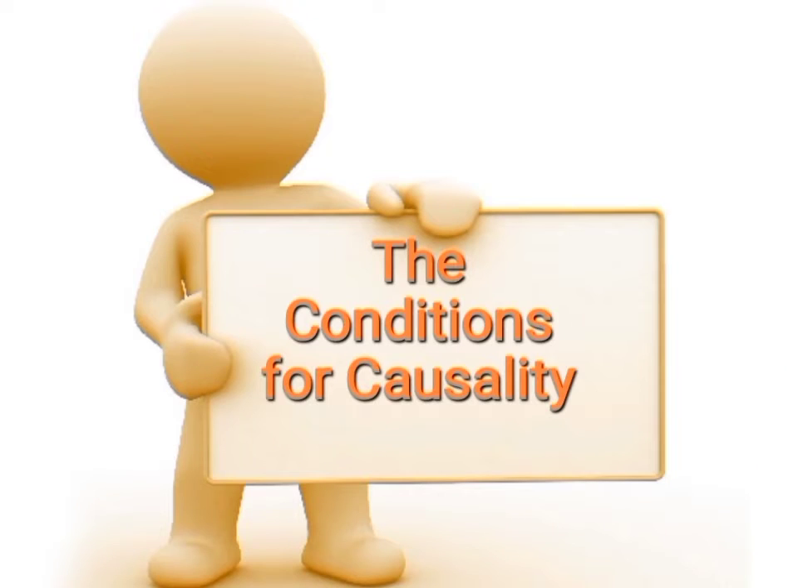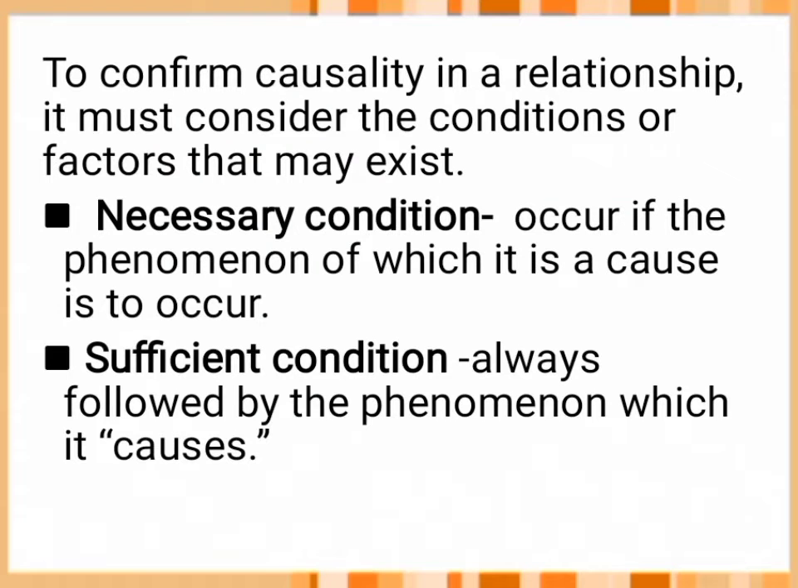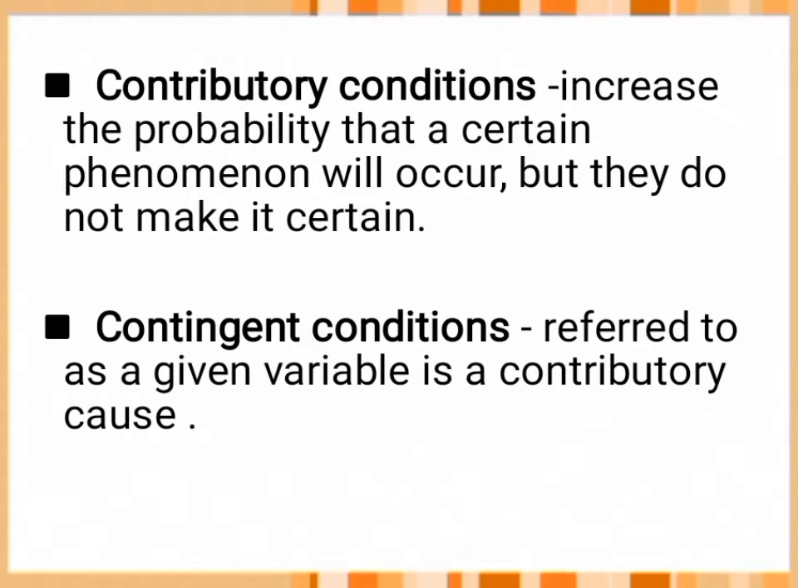The conditions for causality. To confirm causality in a relationship, one must consider the conditions or factors that may exist. A necessary condition must occur if the phenomenon of which it is a cause is to occur. A sufficient condition is always followed by the phenomenon which it causes. Contributory conditions increase the probability that a certain phenomenon will occur, but they do not make it certain.